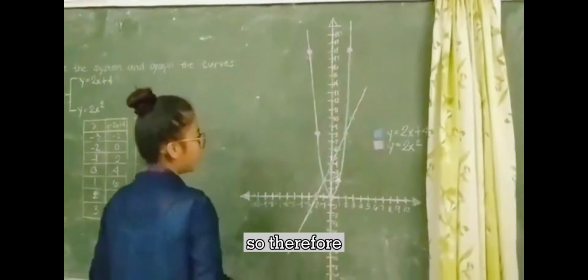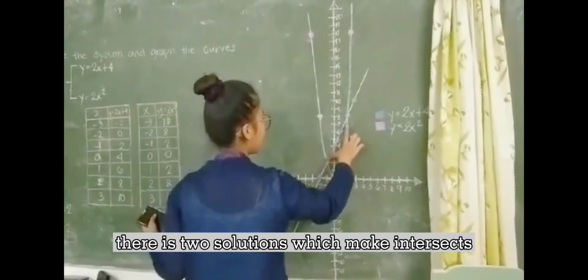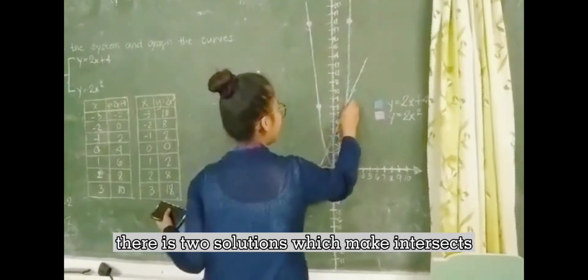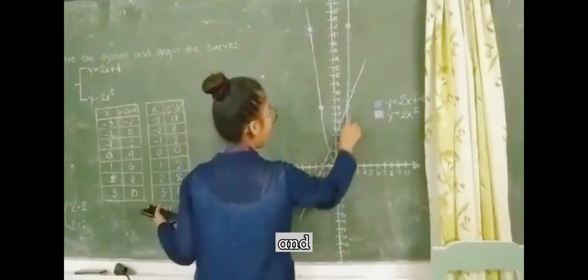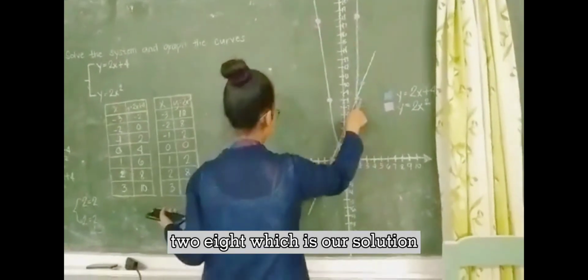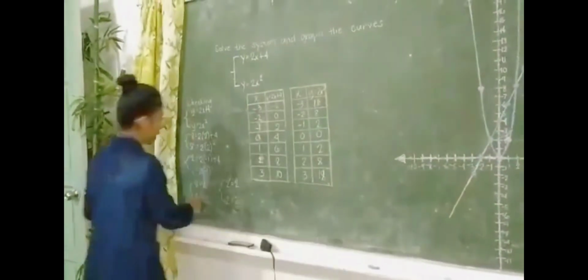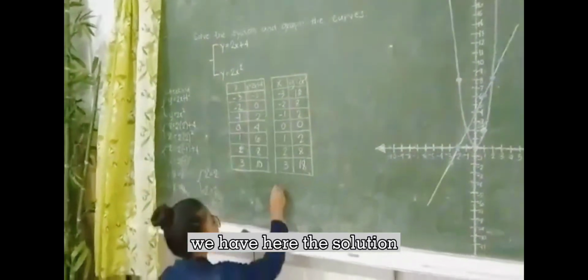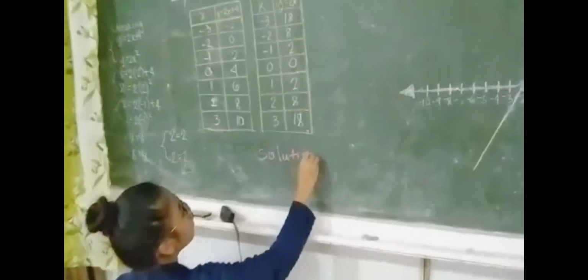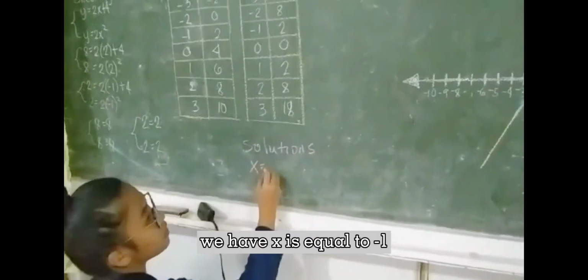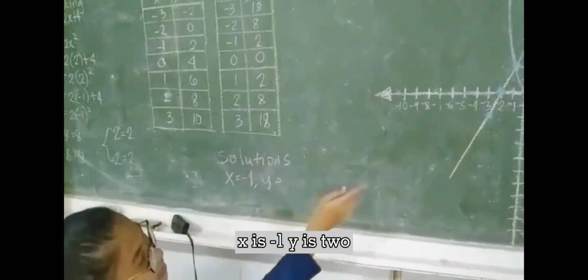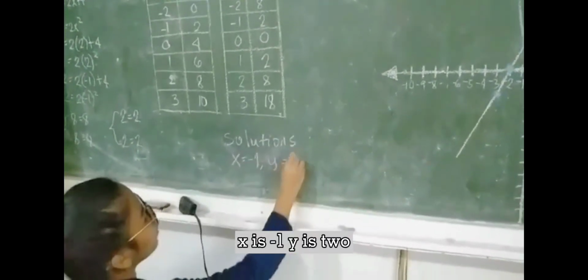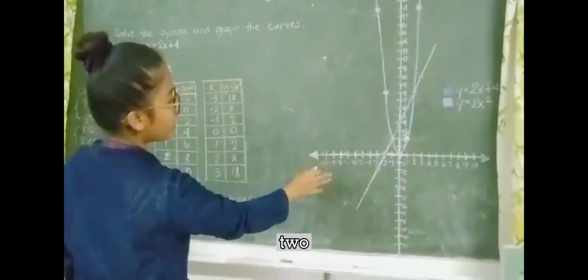So therefore, there are two solutions where they intersect, and that is negative 1, 2 and 2, 8, which is our solution. So we have here the solutions. We have x is equal to negative 1, y is 2. X is equal to 2.